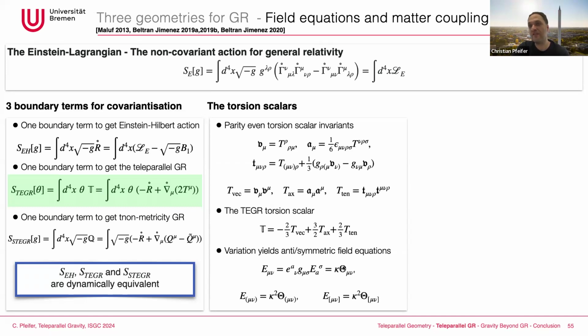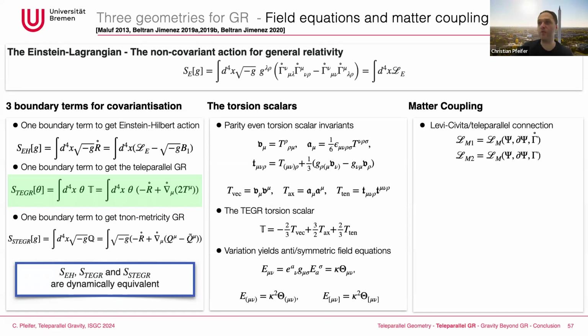We get some energy momentum tensor from variation of the matter action. And we get, in general, symmetric and antisymmetric field equations. And for the teleparallel equivalent of GR, one finds that the left-hand side, this antisymmetric part of the field equations, vanishes identically. So what is missing is how do we get the matter coupling? And there are two choices. I can couple my matter fields, scalar fields, spinors, electromagnetic fields, so vector fields, either to the teleparallel connection or to the Levi-Civita connection. This is basically a choice I have.